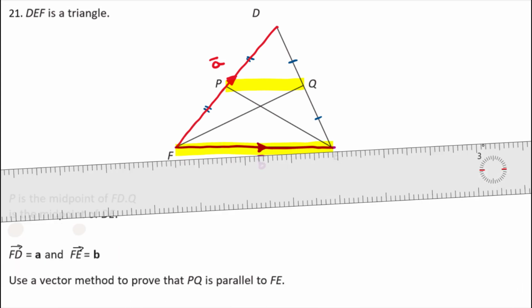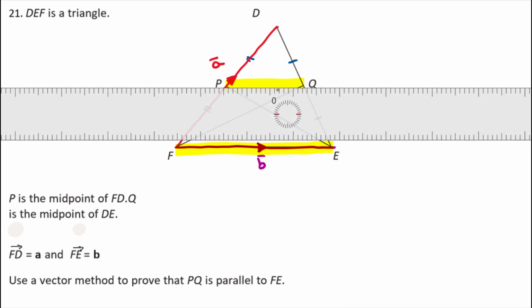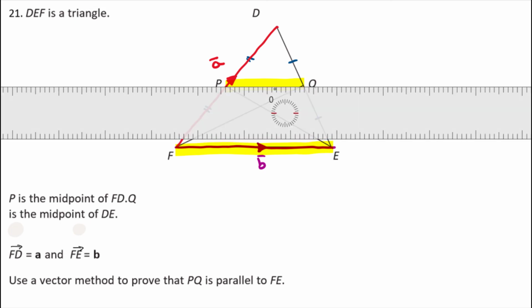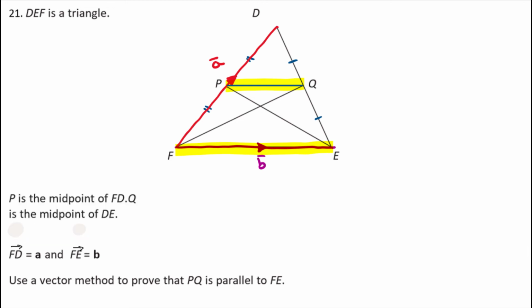Okay, let's just draw on that line PQ. We want to show that these two lines are parallel. Now with vectors, parallel basically means one is a multiple of the other, because vectors have magnitude and direction. So two lines that are parallel should be going in the same direction, which means one needs to be a multiple of the other. Okay, so that's what we're going to prove. We're going to prove that F to E is some multiple of P to Q, basically.